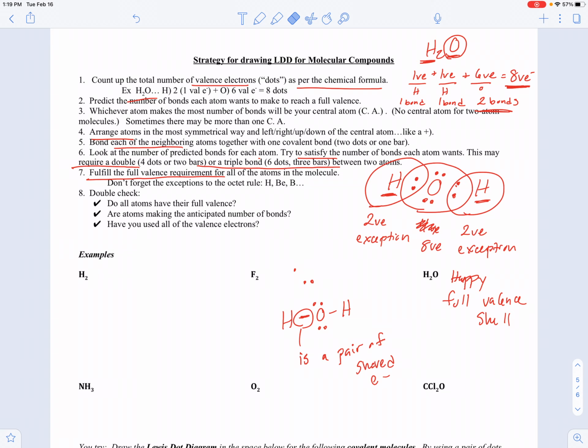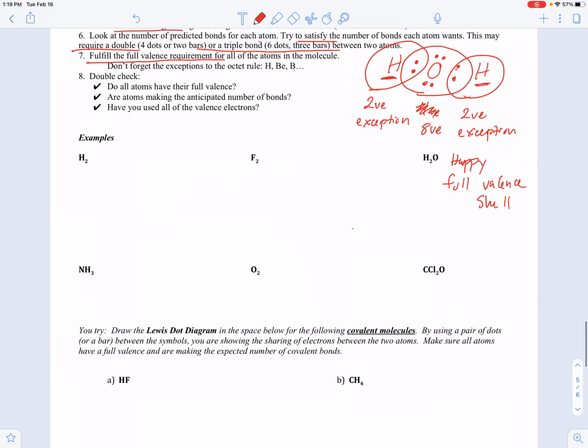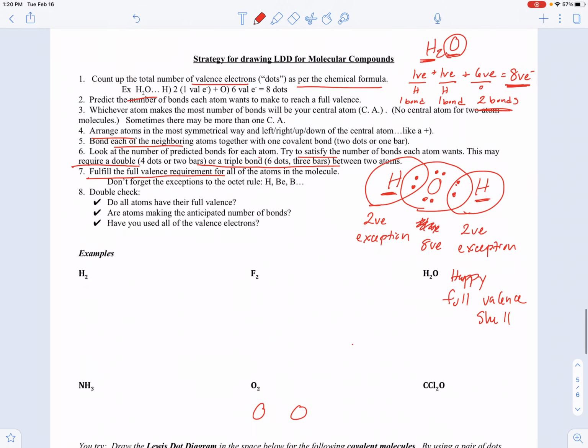So I'm going to erase my H2O example, and I'm going to do oxygen right down here. So I'm going to do this example problem. There's only 2 atoms. There's an oxygen and another oxygen. So I'm going to draw them next to each other, and I'm going to go through all of my steps.